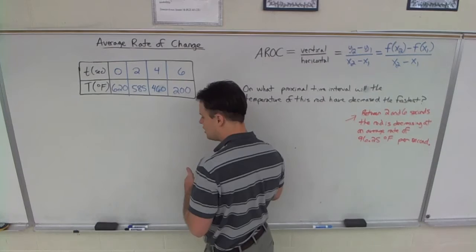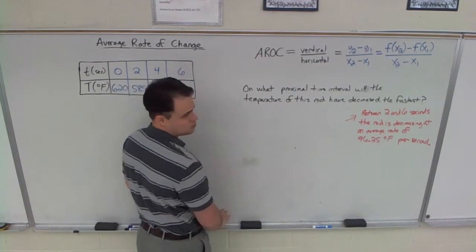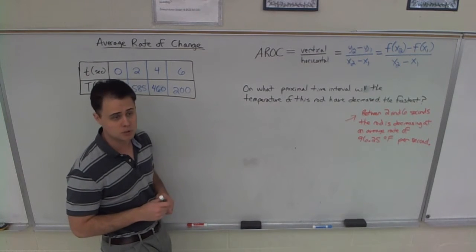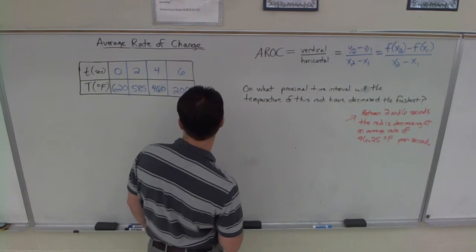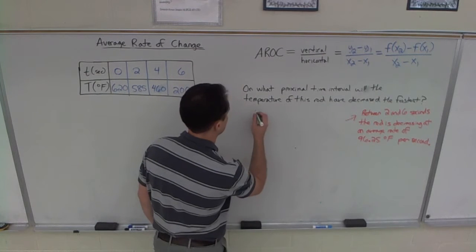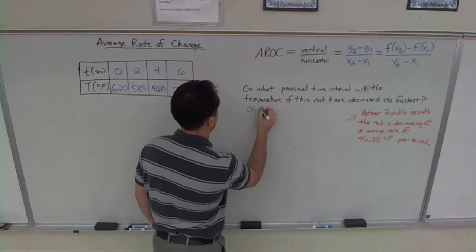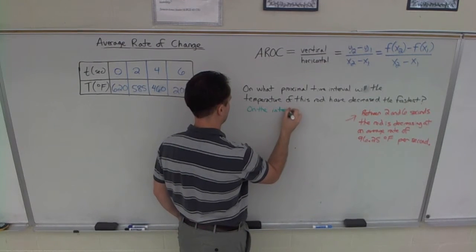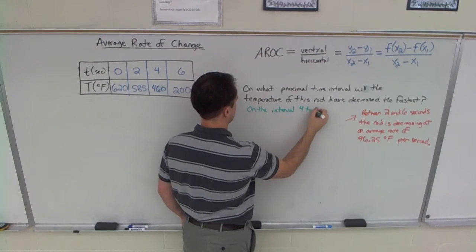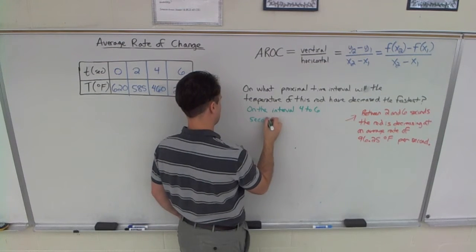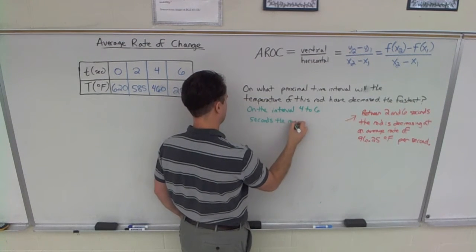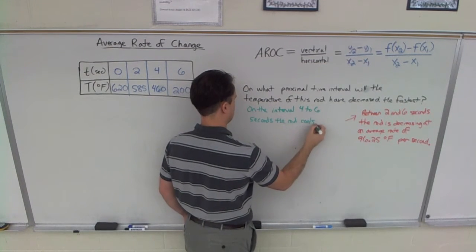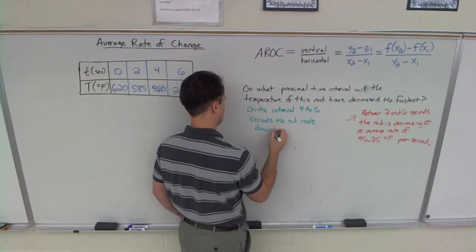You guys got it. Notice I didn't actually have to do those average rate of change calculations. If you can't just see it though, on your problems, you're going to want to actually compute it. And you guys do need lots of practice, I know. So let's see. I want you to write this in complete sentences. So on the interval 4 to 6 seconds, the rod cools down the fastest.